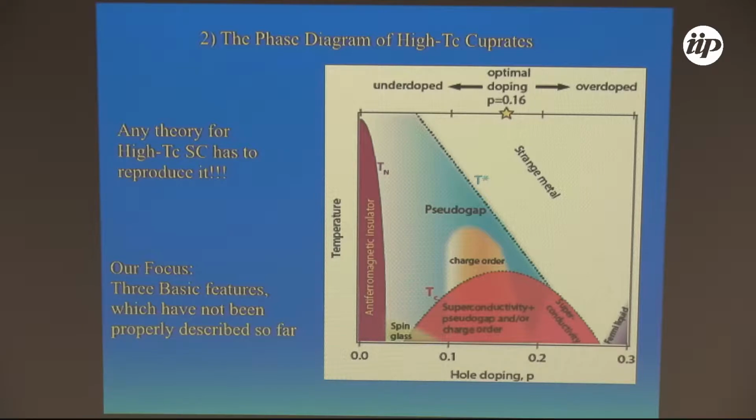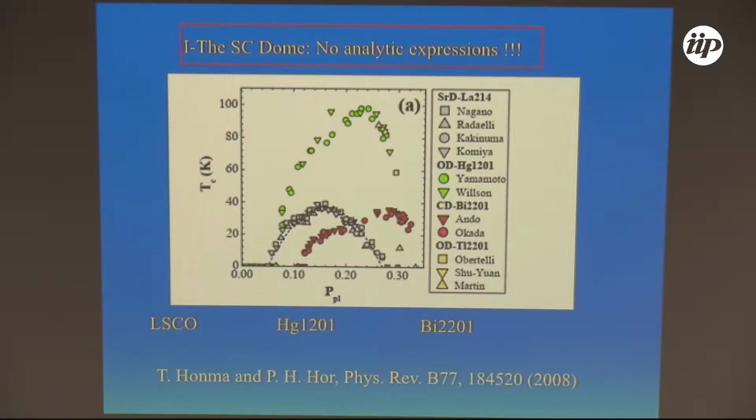So a central issue in the physics of the cuprates is the famous phase diagram, whose main features are this antiferromagnetic dome, the superconducting dome, and this pseudogap. So I'm going to focus on three basic features of this phase diagram, which so far have not been properly described by any theory. So what are these three issues? First one is the superconducting dome itself.